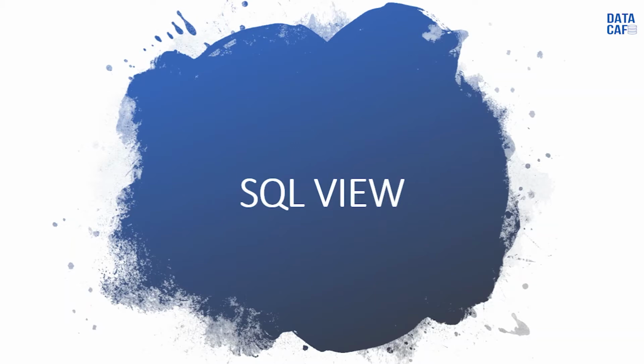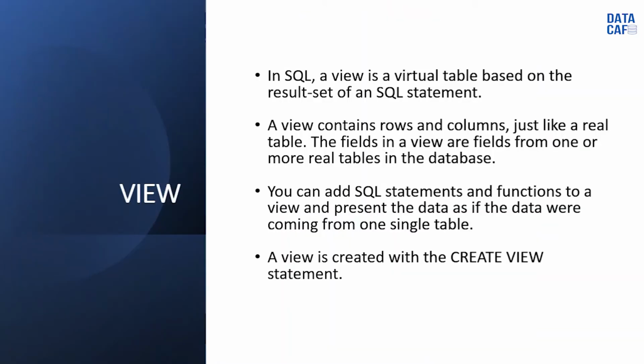So first of all we will see the definition of the SQL server view. In SQL, a view is a virtual table based on the result set of an SQL statement. For example, if you want to get the output through a select query, you can embed that select query into the view. A view contains rows and columns just like a real table. The fields in a view are fields from one or more real tables in the database. If you want, you can create views by combining multiple tables in the database.